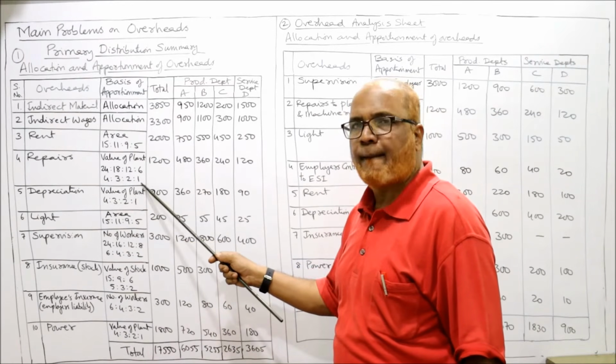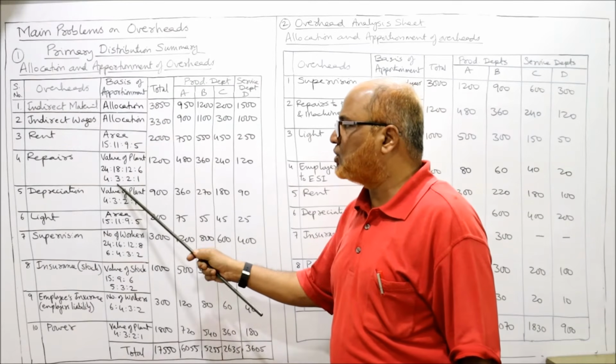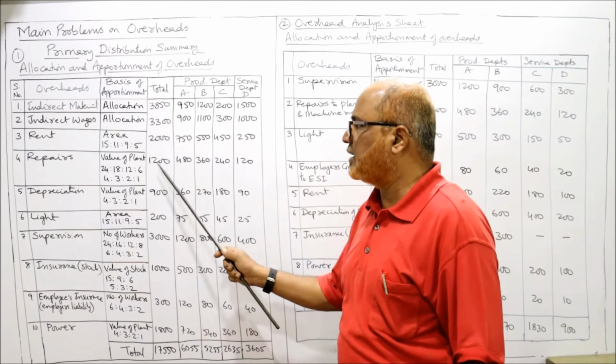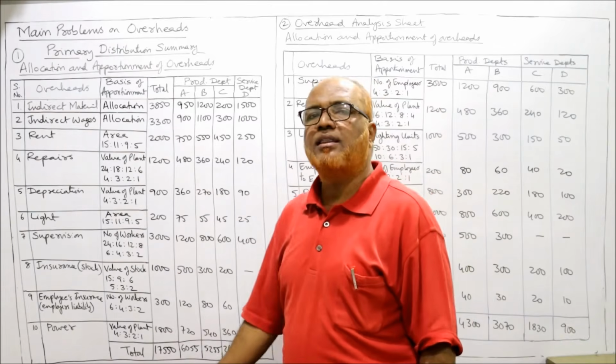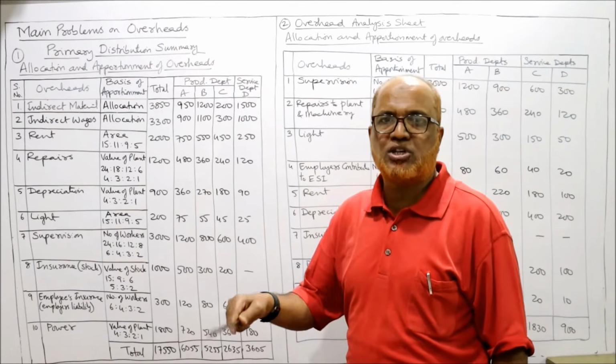Total comes to 10. So 1200 into 4 by 10, 480. 1200 into 3 by 10, 360. 1200 into 2 by 10, 240. 1200 into 1 by 10, 120. Apportioned.